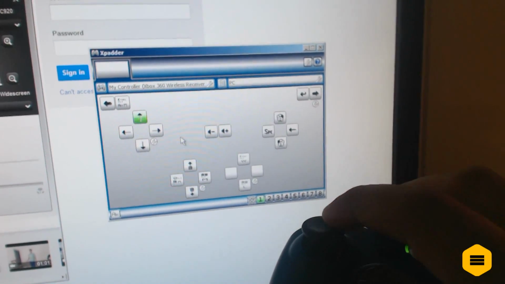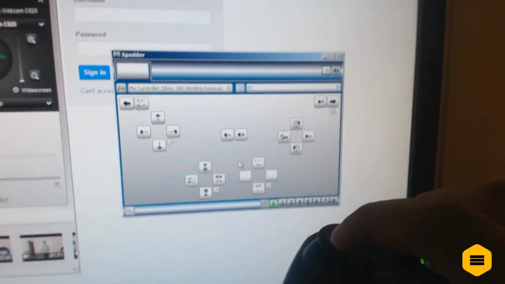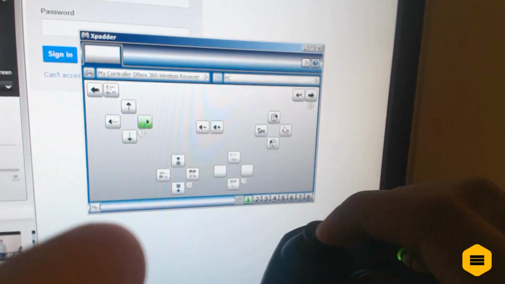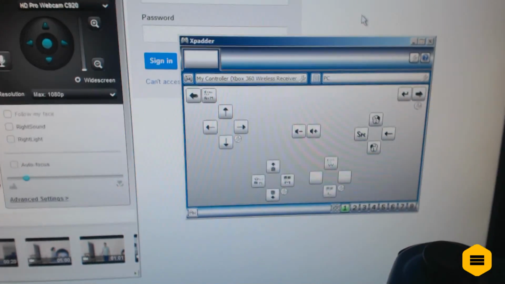So that's pretty much it, guys. For those who don't believe that it's actually working from my controller, you can see that I'm going to put my finger up here, that both my hands are operating and my mouse is not moving at all. So that's that. That's pretty much it, guys. That's how you do it with the Xbox 360 controller.